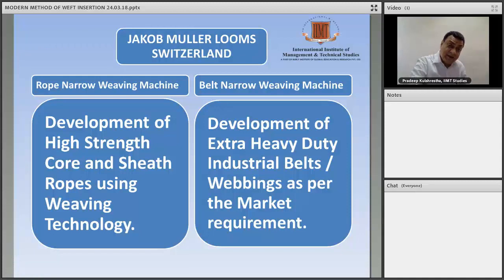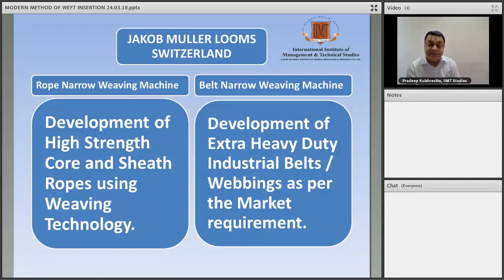Now, on the Jakob Müller machine, initially IMTS and Atira took up some projects jointly to give awareness of this technology. One is the development of high-strength core and sheath rope using weaving technology. So we made ropes from carbon, aramid, and glass, and gave them to the concerned users. And the results are very good.